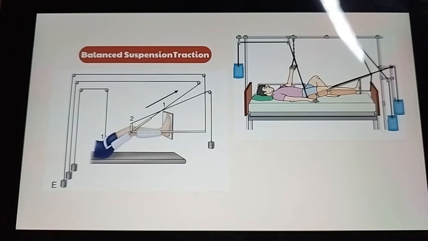Okay, so traction, you have skeletal traction, you have skin traction, and balanced suspension traction. Kapag skeletal, meron siyang pins sa loob na naka-attach doon sa ating bones. Kapag skin, sa skin lang siya. Kapag balanced suspension naman, pwede siyang skin or skeletal traction. Basta gumagamit siya ng counterforce other than the patient.